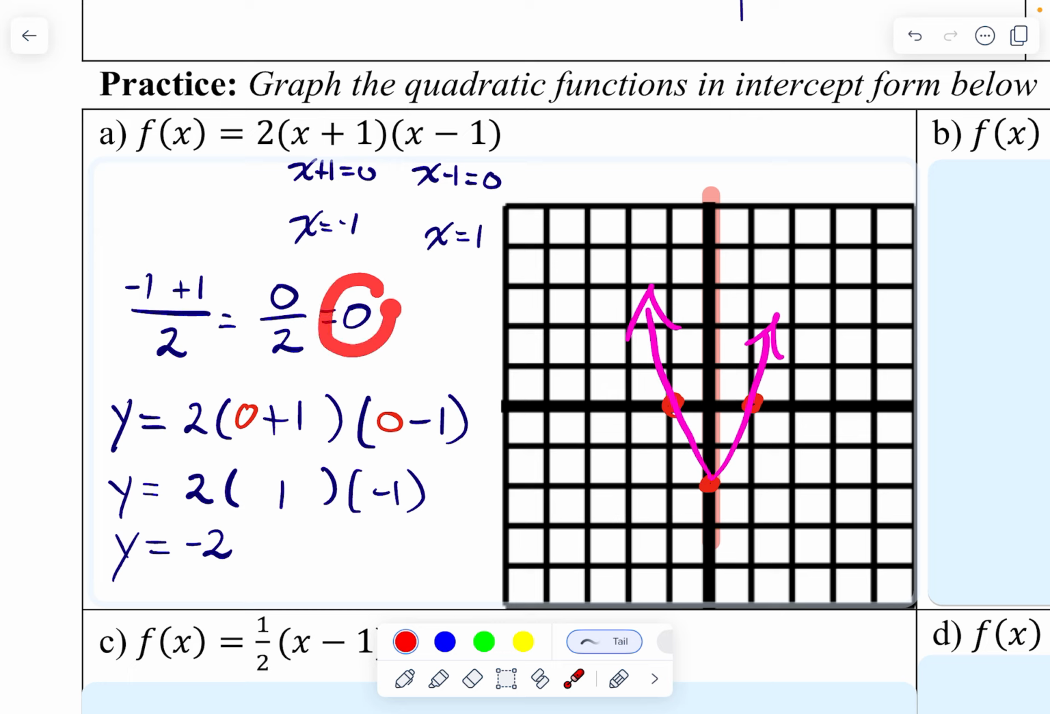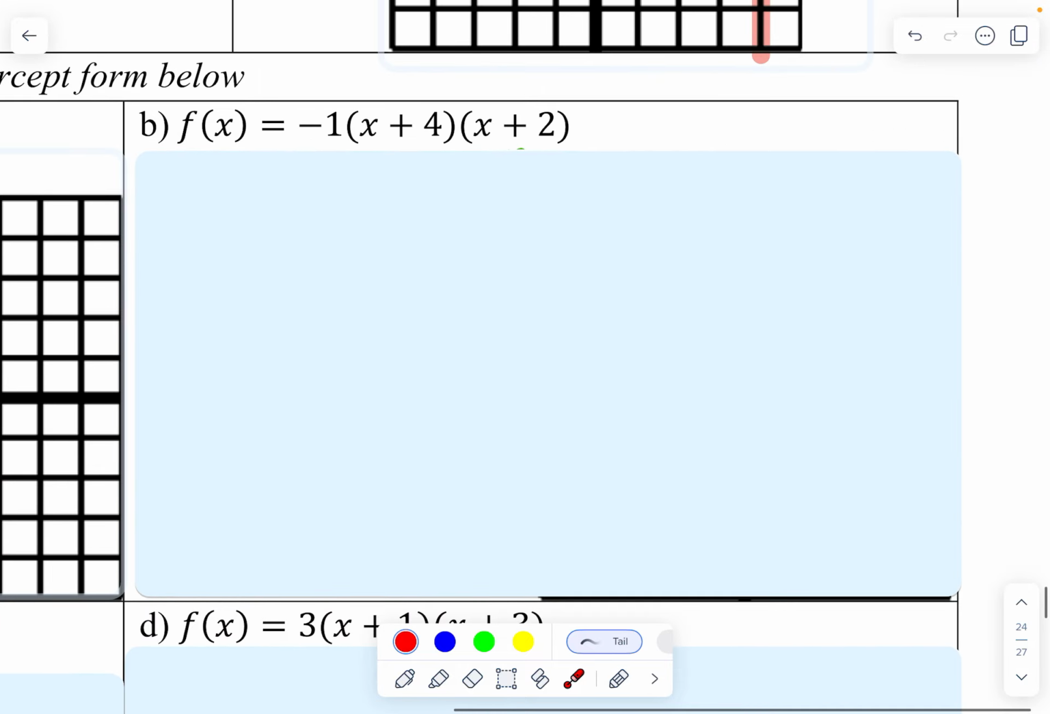So my vertex is going to be at the point 0, comma, negative 2. And I plot that on my graph, and then I plot the intercepts that I had, x equals negative 1 and x equals positive 1. And then I connect them to make the graph. So let's try with another example here.